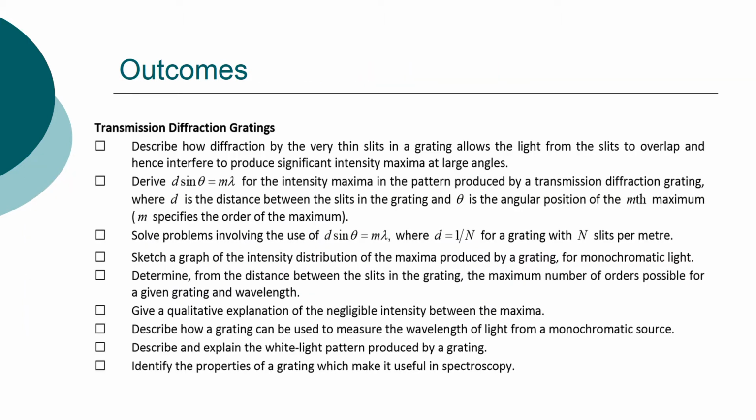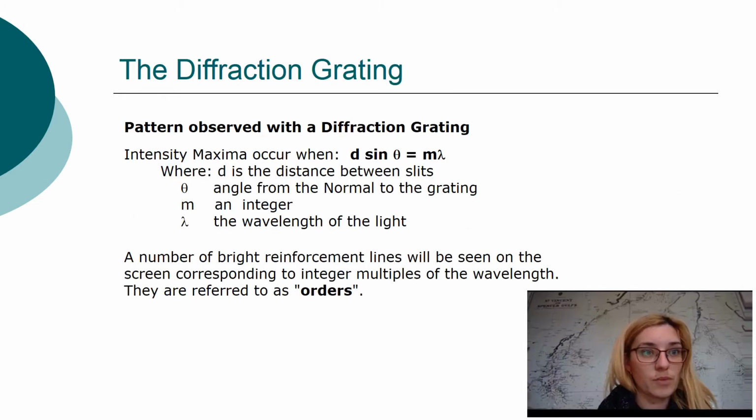In terms of our outcomes, we're looking in this mix at the last 5 of these outcomes here. So looking at the number of orders of maximums possible, how come there are areas of dark in between our maxima, how we are able to utilize this formula and diffraction gratings, what happens with white light, and also, as I mentioned before, the properties that make it useful for something called spectroscopy.